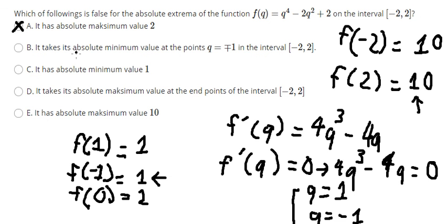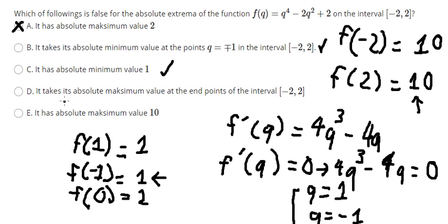B, it has its absolute minimum value at the points q equal to positive and negative 1 in the interval negative 2 to 2. If we look carefully, the absolute minimum is 1, which is at location 1 and negative 1. So this is correct. C, it has absolute minimum value 1, that is correct.